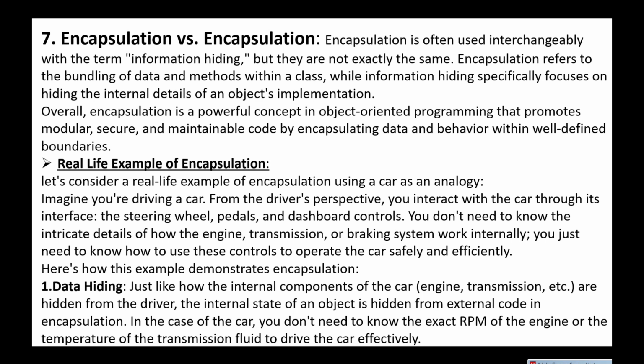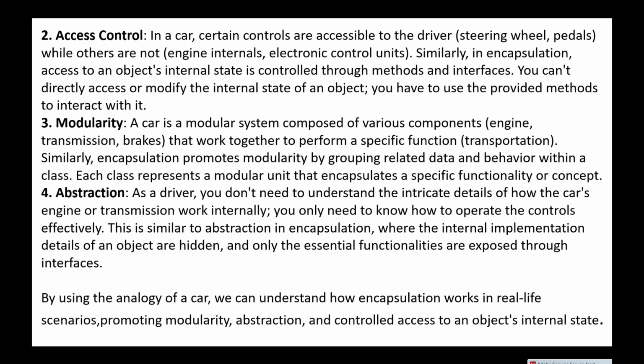2. Access control. In a car, certain controls are accessible to the driver, steering wheel, pedals, while others are not, engine internals, electronic control units. Similarly, in encapsulation, access to an object's internal state is controlled through methods and interfaces. You can't directly access or modify the internal state of an object. You have to use the provided methods to interact with it.